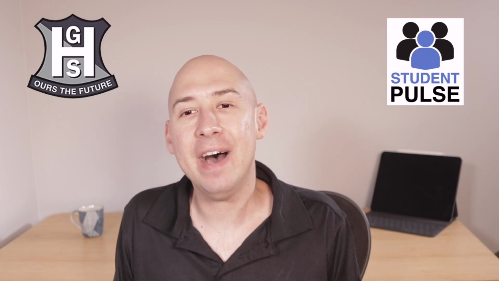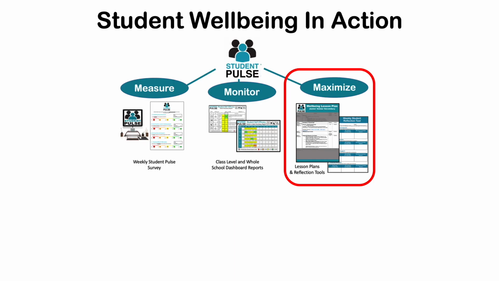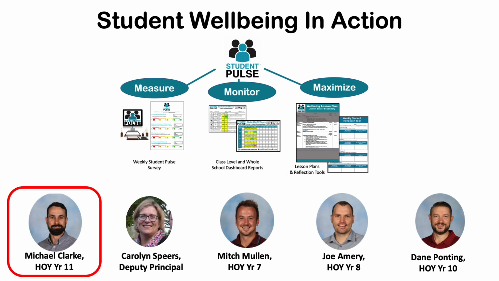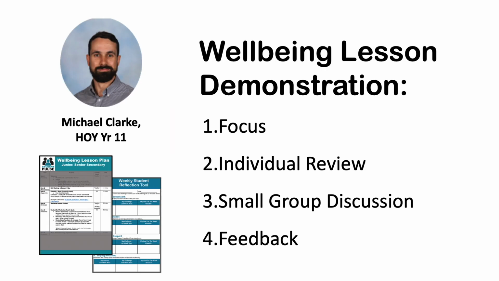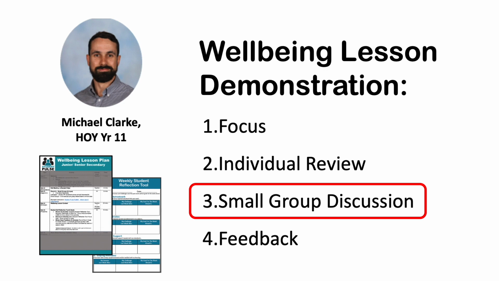Let's take a look now at how the Gap State High School is using the Student Pulse system to maximise student wellbeing during wellbeing lessons. To do this, we'll observe a demonstration lesson where Michael Clark, one of the amazing Hoys, will lead the class as the teacher, with Carolyn Spears, Mitch Mullen, Joe Amory and Dane Ponting taking on the role of students. During the demonstration lesson, Michael will break down the 4 key elements of the lesson, including focus, individual review, small group discussion, and feedback time. Over to you, Michael.